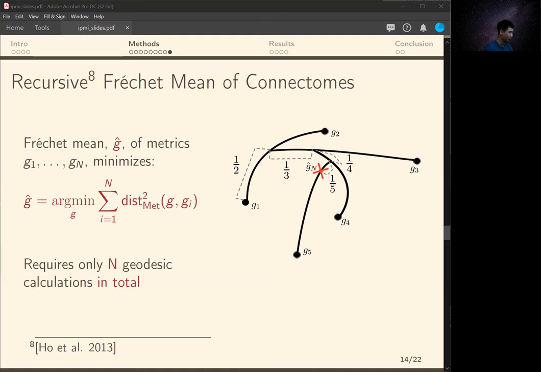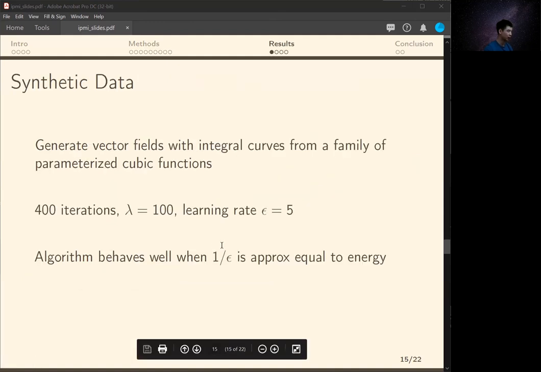And the good thing about it is that it only requires n geodesic calculations in total. And here comes the result.